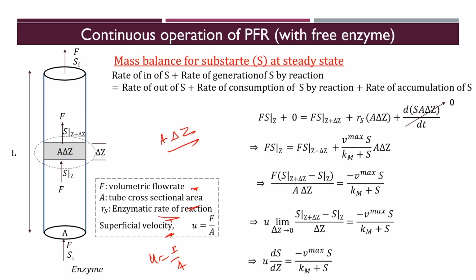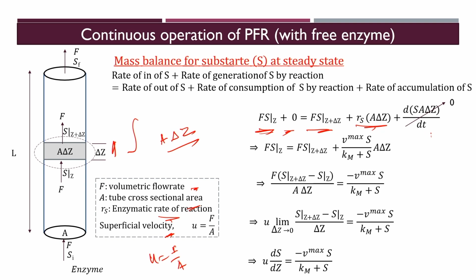So, what we are going to do, we will do the mass balance first only at this delta Z, and then further we will integrate it to get the entire length of the PFR. So, let us say in, what is coming in is Fs at Z. What is the generation for substrate? 0. What is going out? Fs at Z plus delta Z. Rs into volume, that is A into delta Z, plus rate of accumulation is 0, because it is operating at steady state.